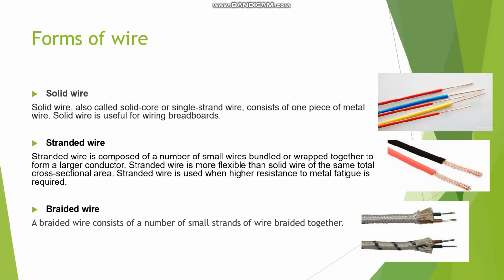Lastly, braided wire. A braided wire consists of a number of small strands of wire braided together. Braided wire does not break easily when flexed. Braided wire is often suitable as an electromagnetic shield in noise reduction cable. So on the right side, you can see an example of the wire.